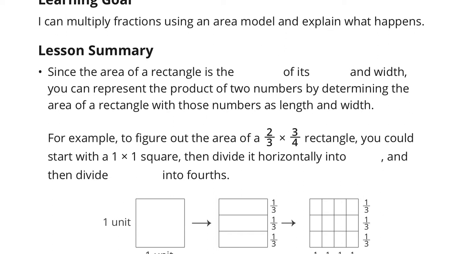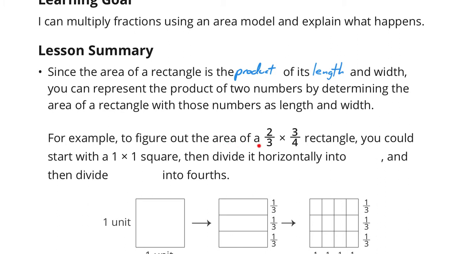Since the area of a rectangle is the product, meaning the result of a multiplication of its length and width, right? We just multiply the length and the width and we get the product, which is the area. You can represent the product of two numbers by determining the area of a rectangle with those numbers as length and width. Let's look at an example.